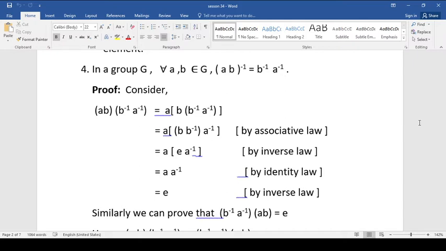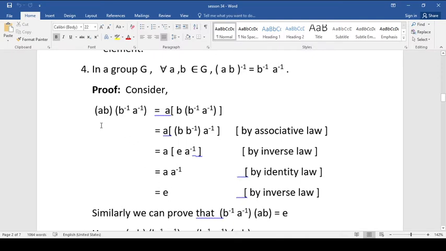That is, we can write it as a into (b into b inverse) into a inverse. And we know that b into b inverse is nothing but the identity element, and hence by using the inverse law we can write this as a into e into a inverse. And since e is the identity element, by combining e into a inverse we get again the same element a inverse, and a into a inverse is nothing but e.